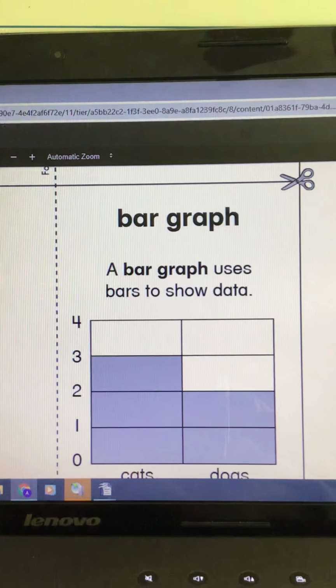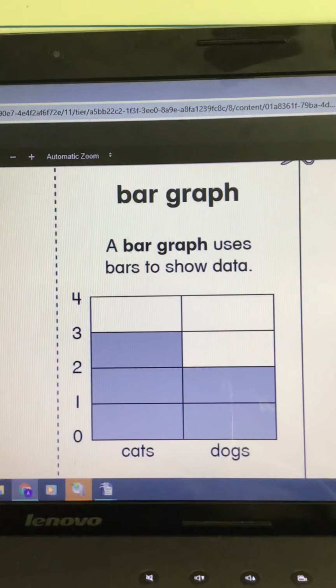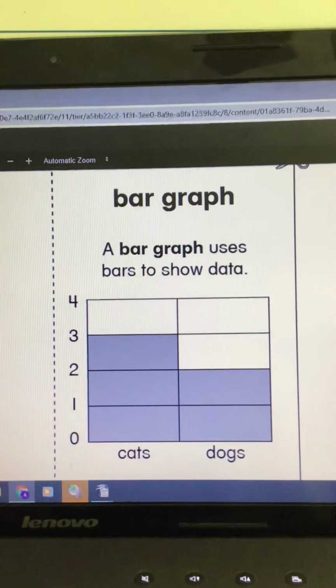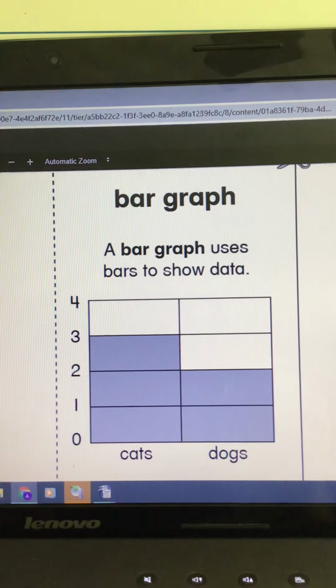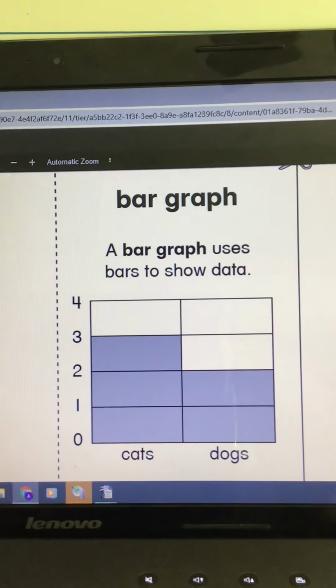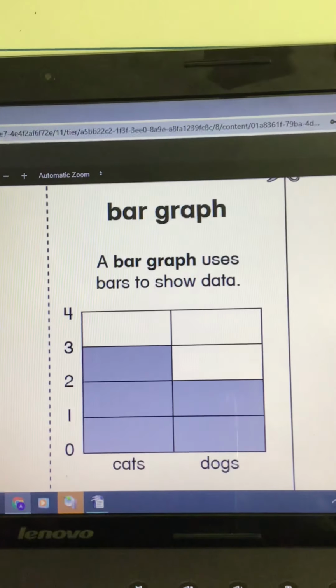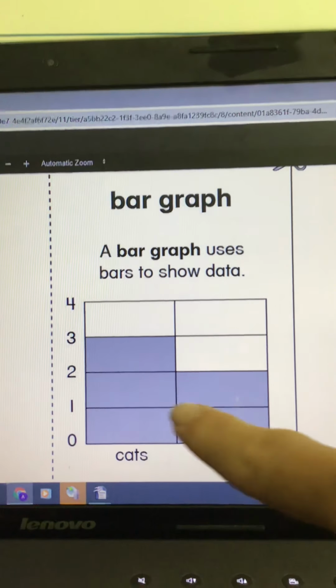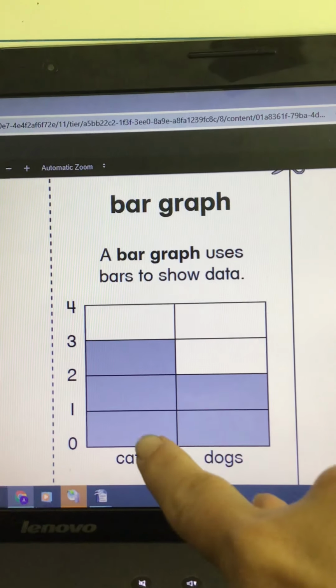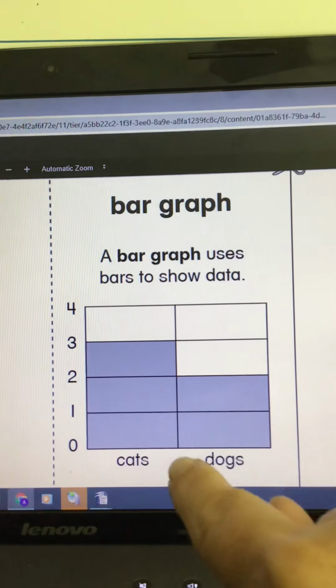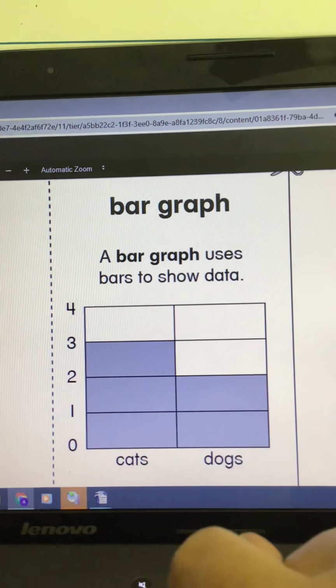This is a bar graph. A bar graph uses bars to show data, or data. And the word data, or data, if you say it that way, just means information that we have. And we've done this before in class. We start at the bottom and we color one block for each time that thing was chosen.